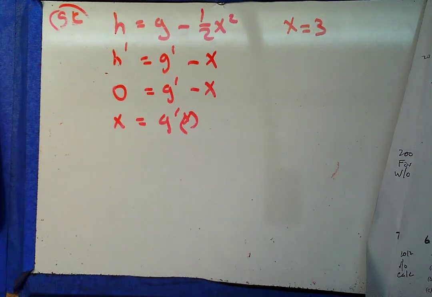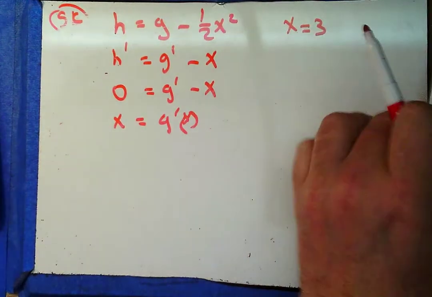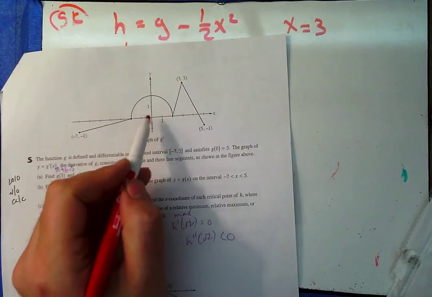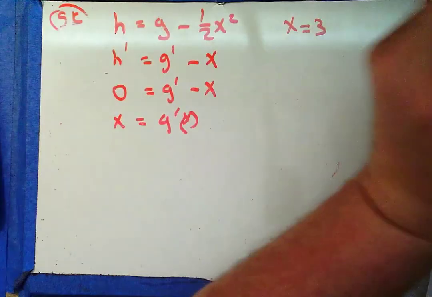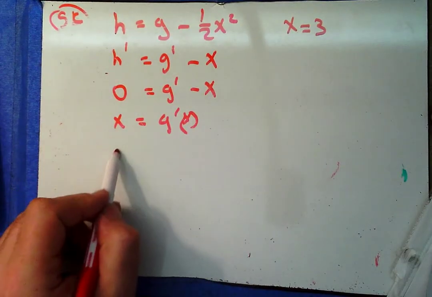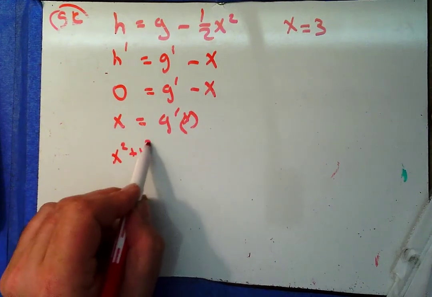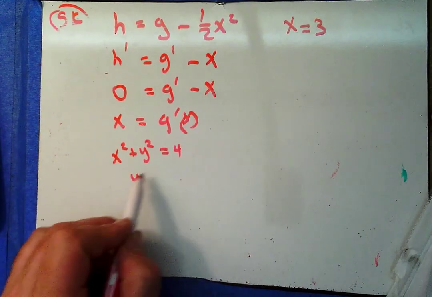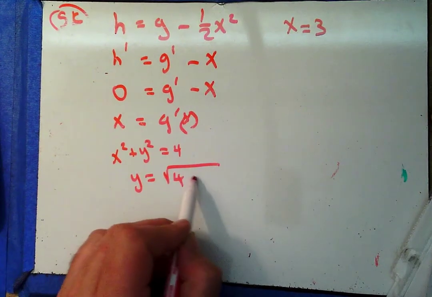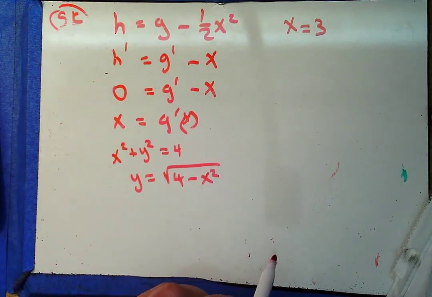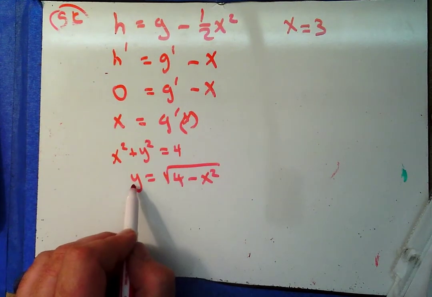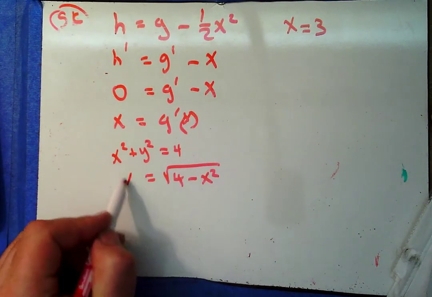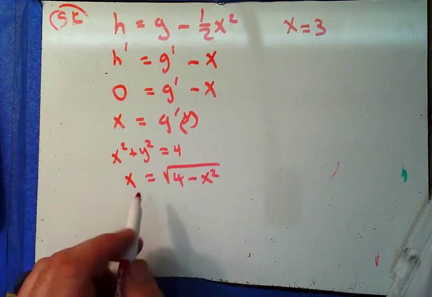But I also want to find out about this circle. Let's take a look at this circle. Now this circle has a radius of 2 and is centered at the origin. So if I were to write its equation, it would be x squared plus y squared equals 4, or y equals square root of 4 minus x squared. And I'm wondering when this, because this is what y is equal to, I'm wondering when this is equal to x.